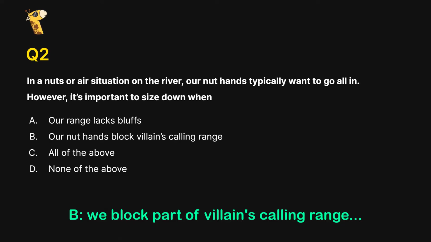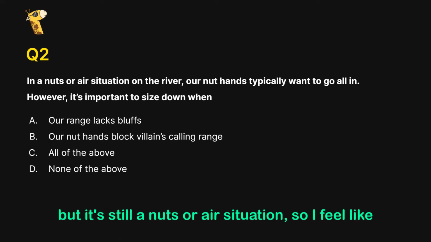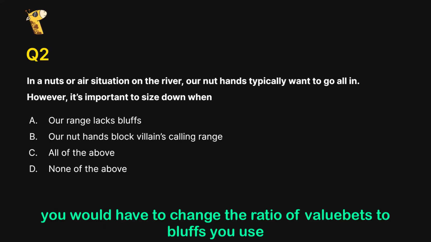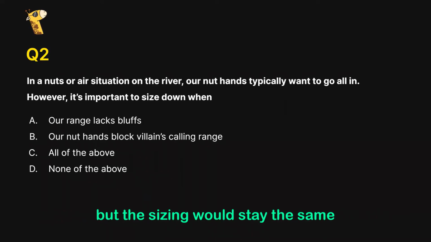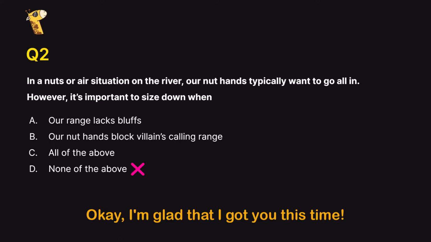Now, B, we block part of villain's calling range. But it's still a nuts or air situation. So I feel like you would have to change the ratio of value bets to bluffs you use, but the sizing would stay the same. So I think I'm going to go with D. Final answer. Okay, I'm glad that I got you this time.